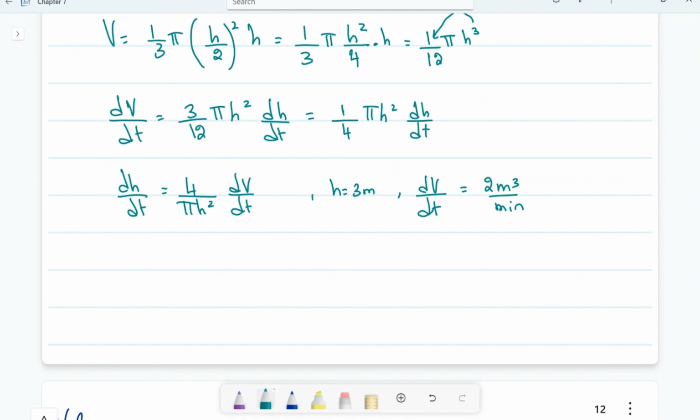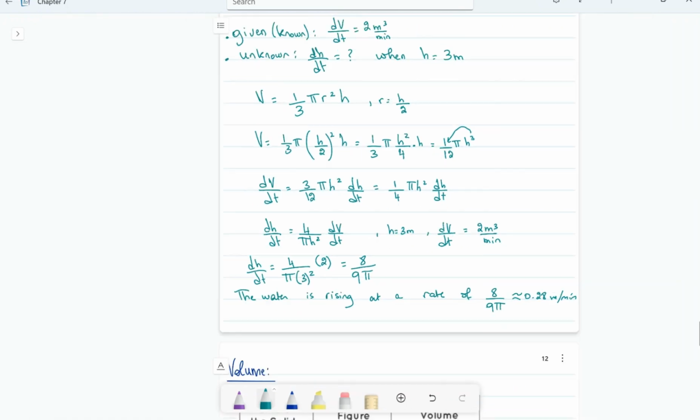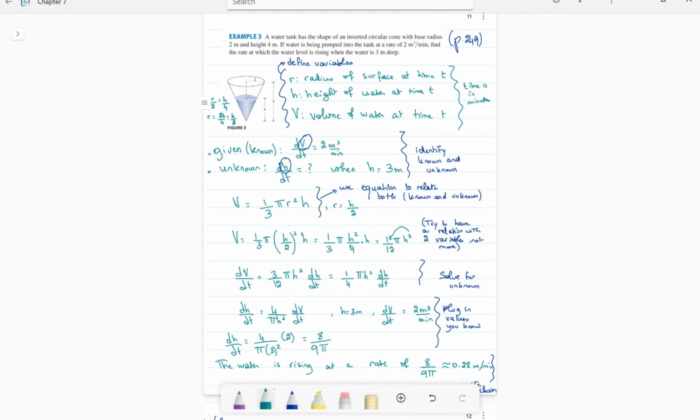So let's plug these in. So dh/dt is equal to 4 over pi. Instead of h squared, we write 3 squared. Instead of dV/dt, we write 2. So if you plug all of this into your calculator, you will get 8 over 9 pi. So we can write the water is rising at a rate of 8 over 9 pi, which is approximately 0.28 meters per minute.